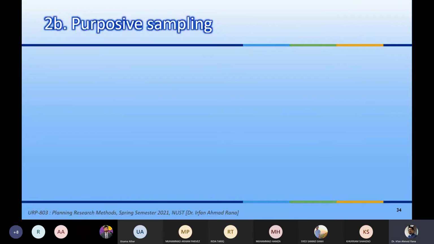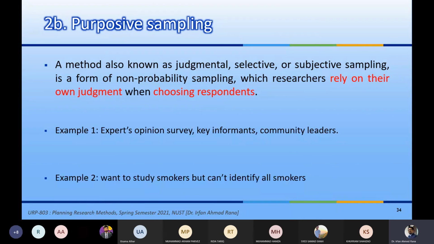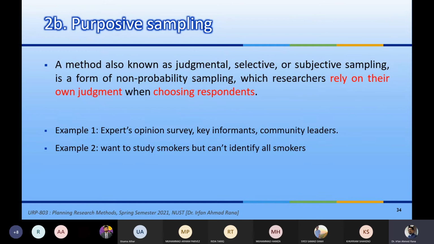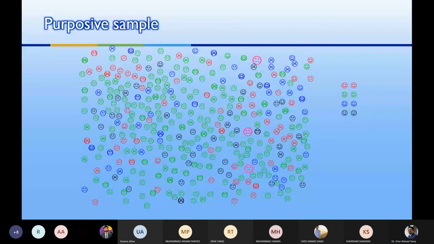Purposive sampling: maybe you're doing a survey on a particular phenomenon, so you need to identify certain people who are very experienced with certain things. You're choosing some respondents by your own choice. Purposefully, you're choosing experts, interviewees, key informants, community leaders, and institutions. So that is called purposive sampling. Depending on your own convenience and your purpose, you choose the sample.